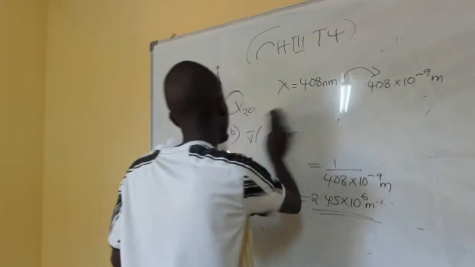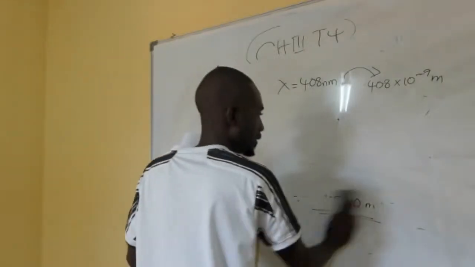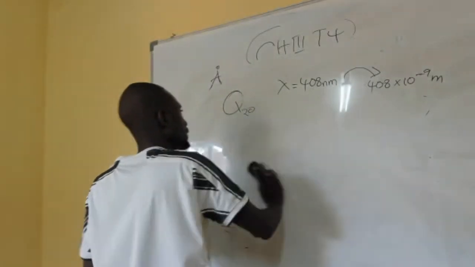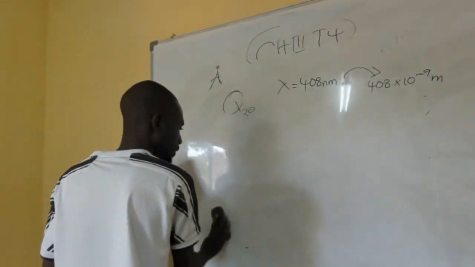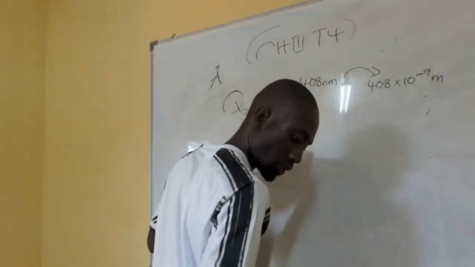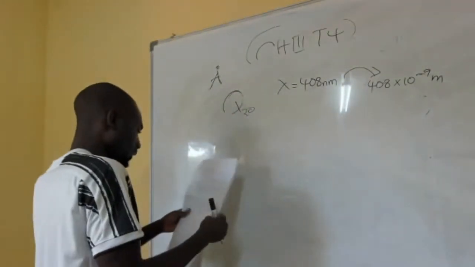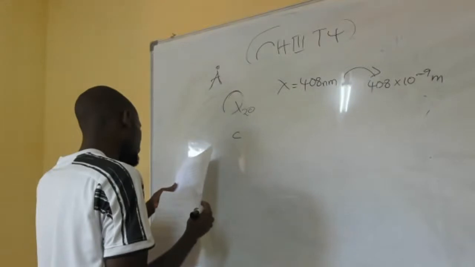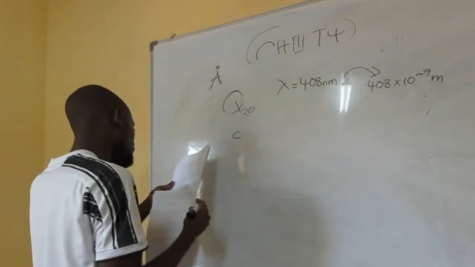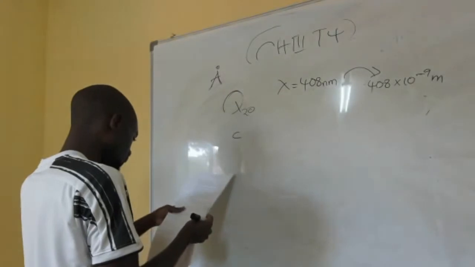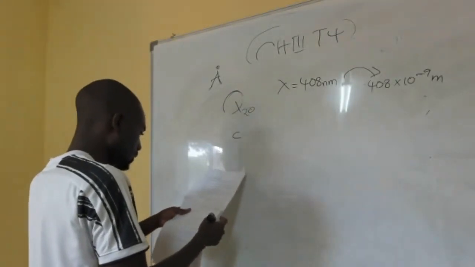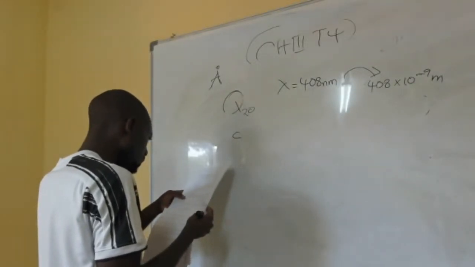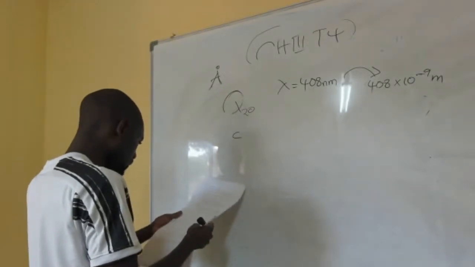Let's look at C. See what have they asked us? The total energy of 1 mole of such a photon. So what are they saying on C? The total energy of 1 mole of such a photon. So you are going to calculate.